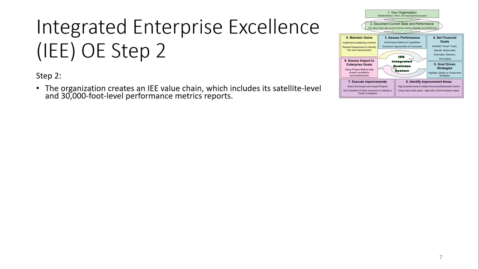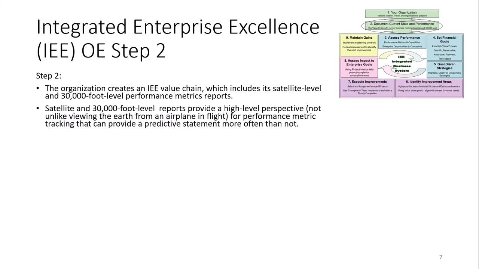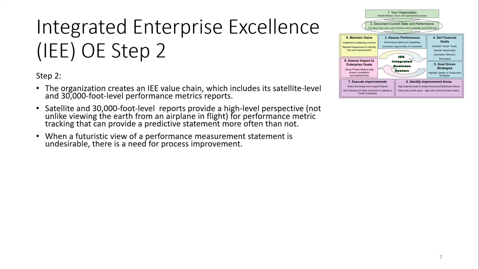Step 2. The organization creates an IEEE value chain which includes its satellite and 30,000-foot level performance metrics reports. Satellite and 30,000-foot level reports provide a high-level perspective, not unlike viewing the Earth from an airplane in flight, for performance metric tracking that can provide a predictive state more often than not. When a futuristic view of a performance measurement statement is undesirable, there's need for process improvement.